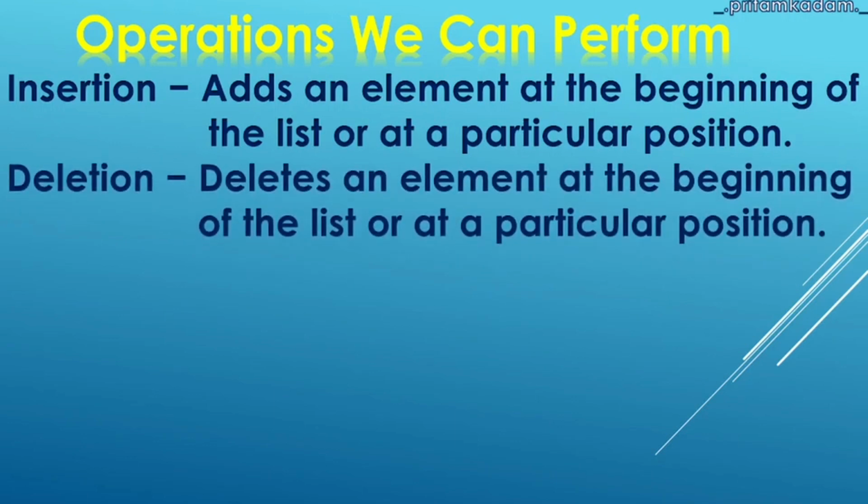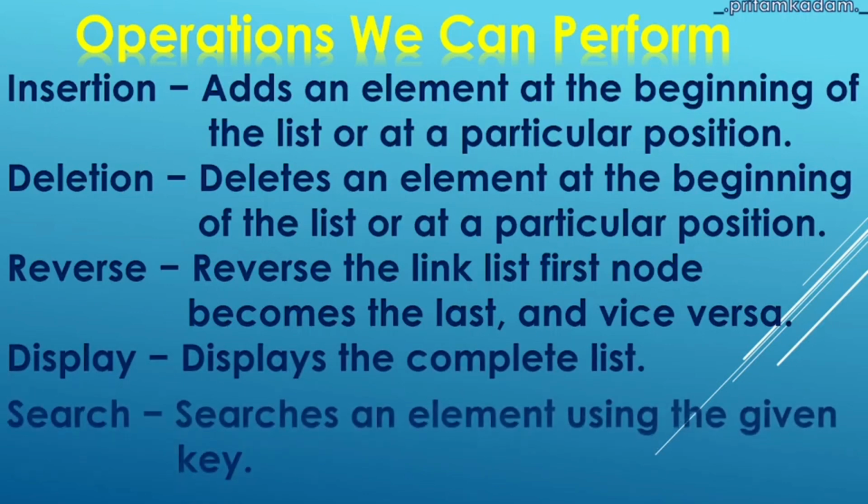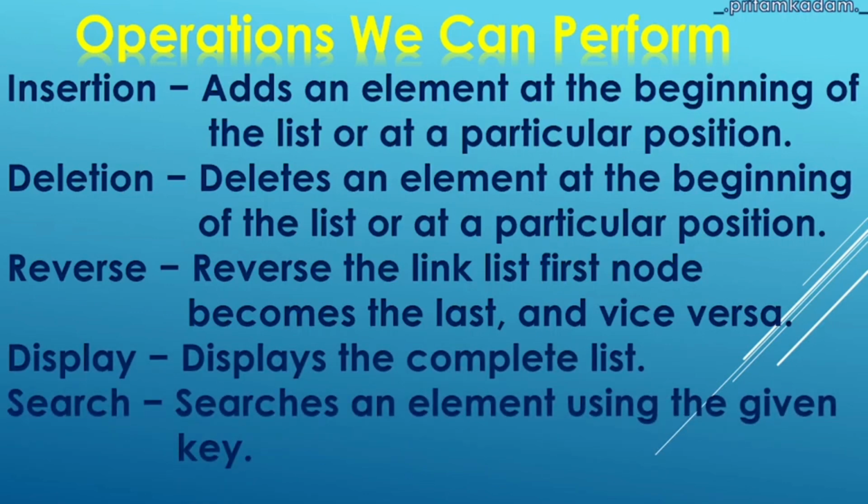Now the deletion part means deleting an element at the beginning of the linked list or at a particular position, meaning I can delete the first element, or an element present at a particular position. Now, what does the reverse operation mean? The first element becomes the last and the last element becomes the first. Next, display the complete linked list. And search means searching for an element using the given key. The user will give an element and we have to compare it with each one, and then give the position where the element is found in the linked list.